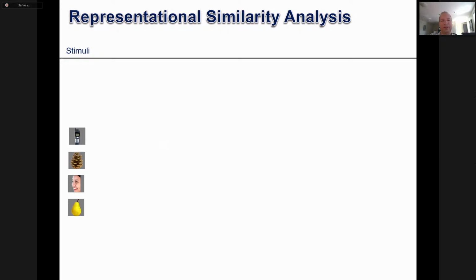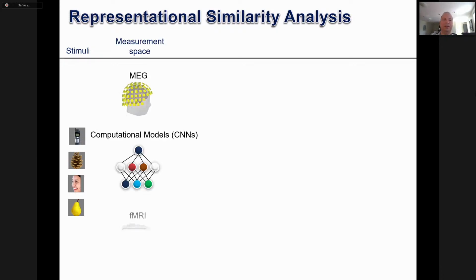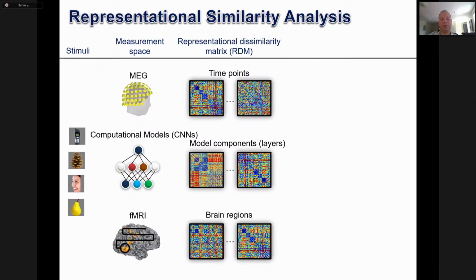In every case, for humans and machines, we have the same inputs, the same stimuli, but we have different measurement spaces. For MEG, I already mentioned that we have magnetic signals. For fMRI, we have hemodynamic signals, and for computational models, we have signals that are processed in different layers, for example, in convolutional neural networks. So we can create these representational matrices the same way as before, only for the MEG, they will be changing over time. For the computational models, they will be changing in different layers as you move deeper and deeper. And for fMRI, in different brain regions.